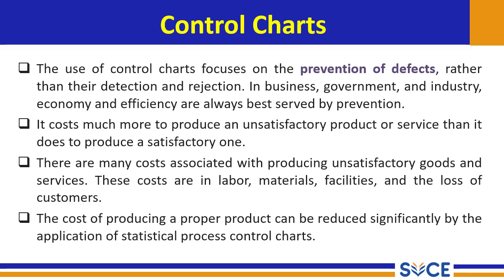It costs much more to produce an unsatisfactory product or service than it does to produce a satisfactory one. There are many costs associated with producing unsatisfactory goods and services. These costs are in labor, materials, facilities, and the loss of customers. The cost of producing a proper product can be reduced significantly by application of statistical process control charts.